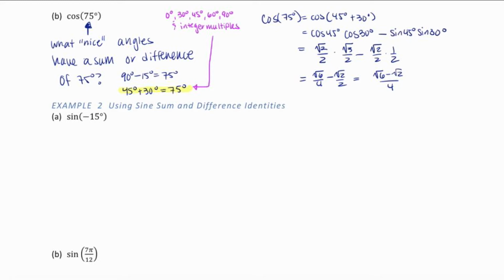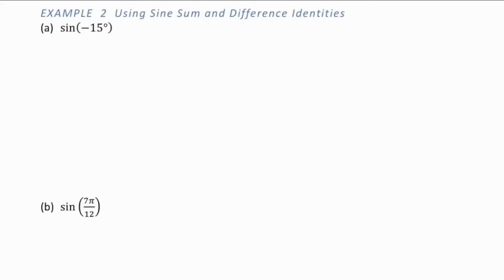Let's look at example 2. Example 2, using sine, sum, and difference identities. Part A, sine of negative 15 degrees. First, begin by noticing negative 15 is equal to 45 degrees minus 60 degrees. We can rewrite this as sine of 45 degrees minus 60 degrees.